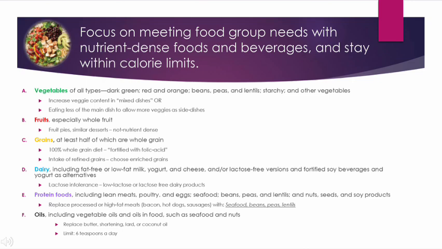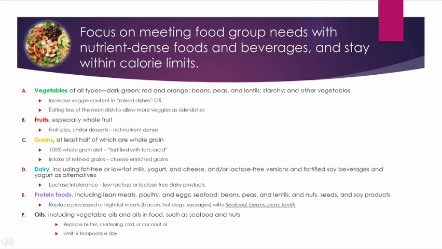Third, grains. At least half of grain intake should be whole grains. Whole grains provide fiber and essential nutrients that refined grains lack. Fourth, dairy. Choose fat-free or low-fat milk, yogurt, or cheese. For patients with lactose intolerance, lactose-free products or fortified alternatives can be used. Fifth, protein foods. Encourage lean meats, poultry, seafood, beans, lentils, nuts, and seeds.